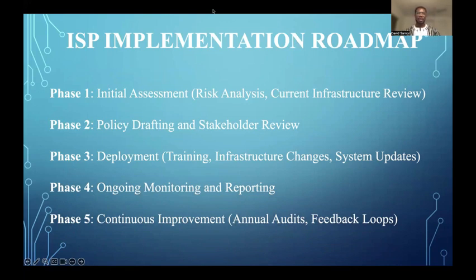This involves conducting an annual audit to assess the effectiveness of the program and identify any areas for improvement. Feedback from employees, stakeholders, and external auditors will be gathered and incorporated to refine the ISP and enforce all policies that will be established. By continuously reviewing and improving the security posture, ACME ensures that it remains resilient.